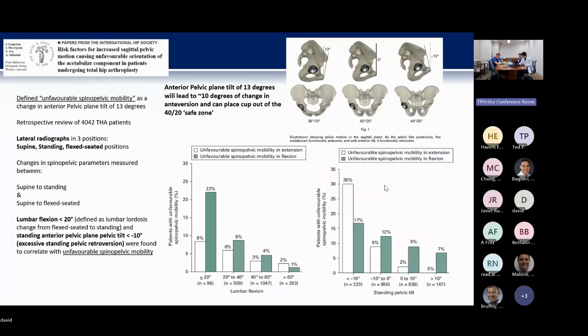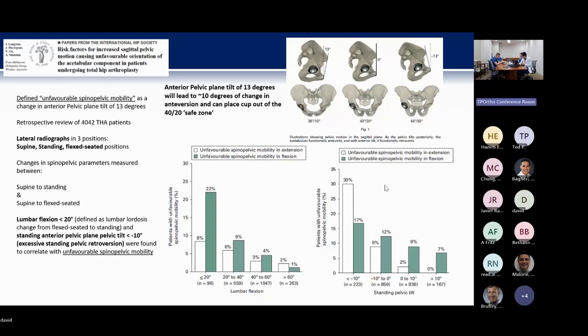It was looking at 4,000 patients, looking at both their supine and seated images. They defined a group as having unfavorable spinal pelvic mobility, which was patients with less than 20 degrees of lumbar flexion, the change in lumbar lordosis between seated and standing. And then they looked at that subgroup and found a higher rate of dislocations. So they advocated for changing their cup parameters.